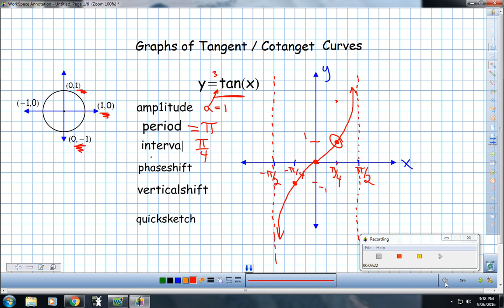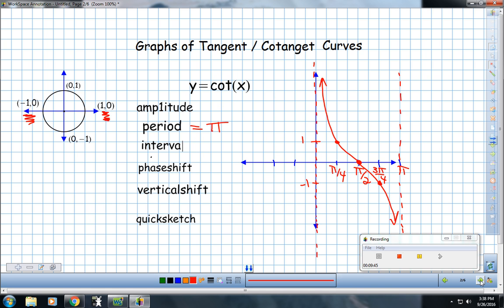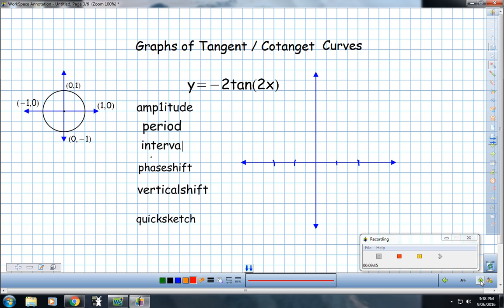Let's go back and look at the tangent curve. The tangent curve, its period is also pi, but it ranges from negative pi over 2 to pi over 2, and it's positive sloping, if you will. It's positive sloping. Okay? So hopefully you see the differences between those two. Okay, so let's put this to work. Let's try to graph this function. Okay? So the amplitude, if you will, again, a true amplitude does not exist.